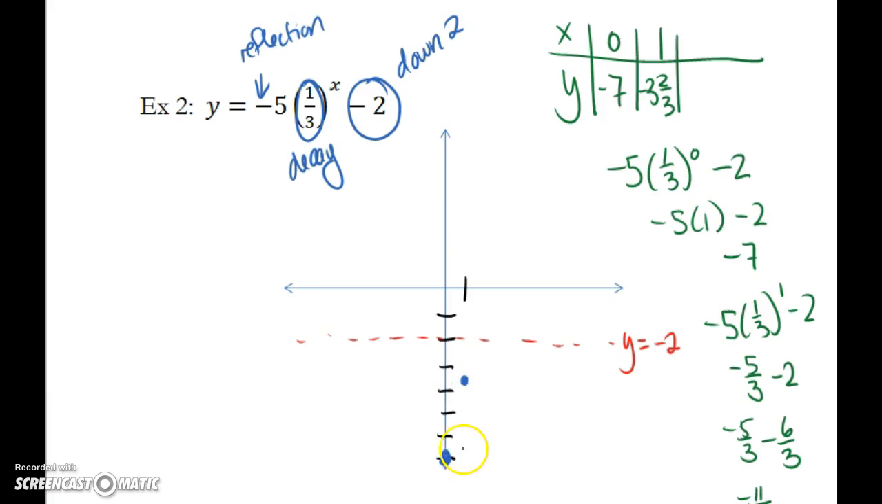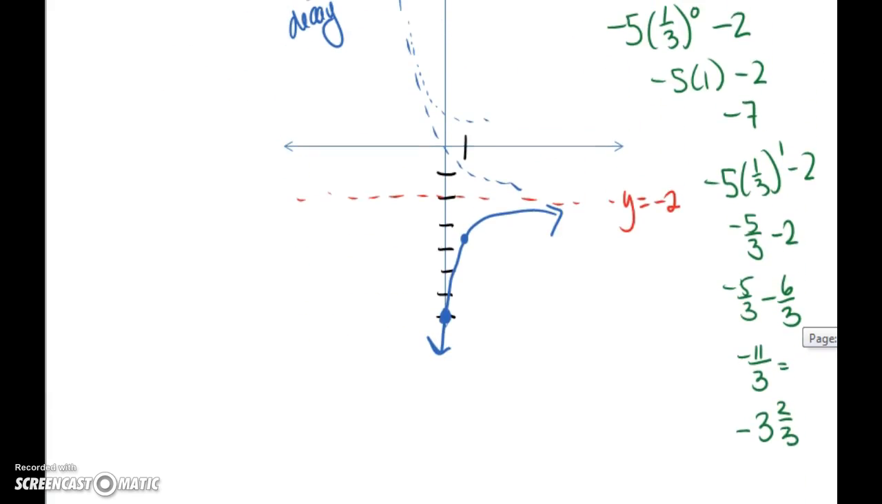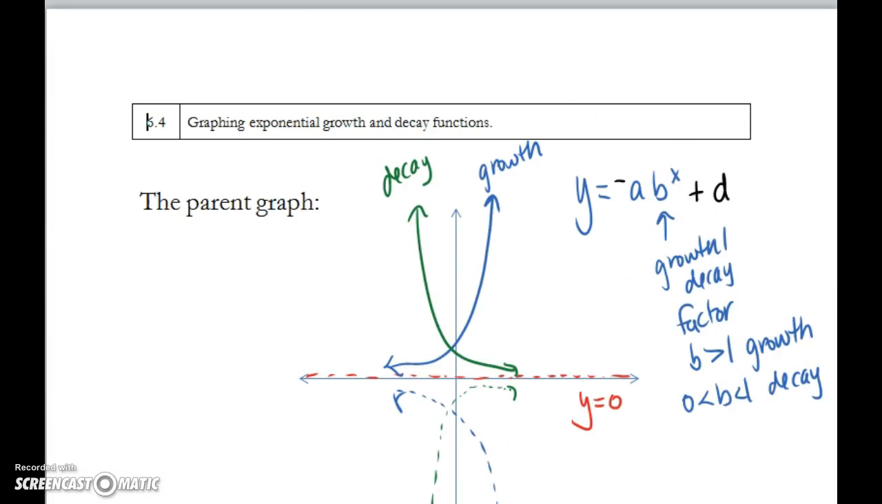There's our graph. Now, keeping in mind that our decay graph looks something like this, and we have a negative, it's going to be a reflection of that. So our graph is going to actually look something like that. Make sure your graph does not cross your asymptote, that the entire graph lies below the horizontal asymptote in this particular case. This is standard 6.4, graphing exponential growth and decay functions.